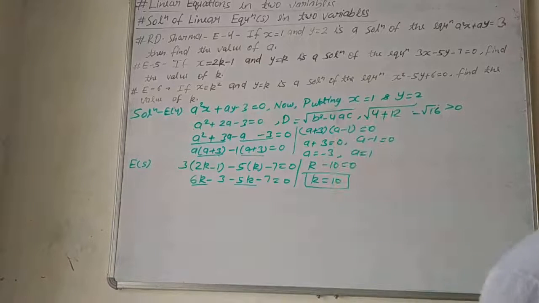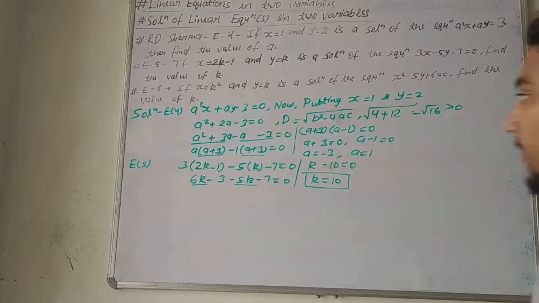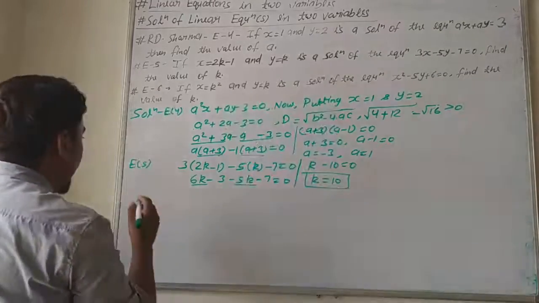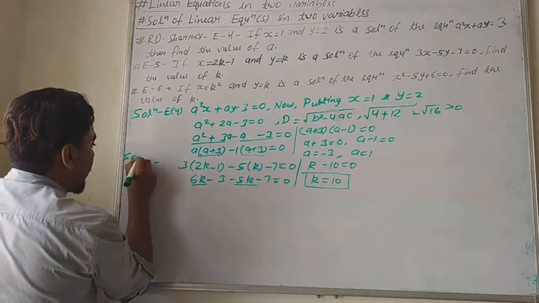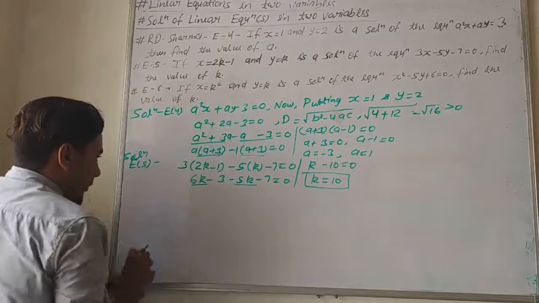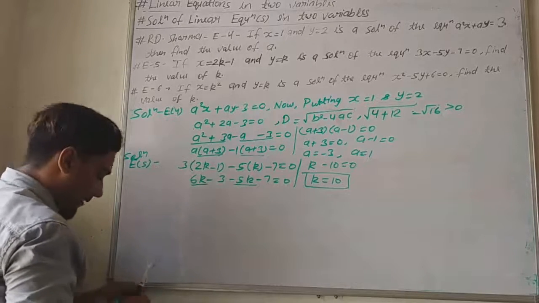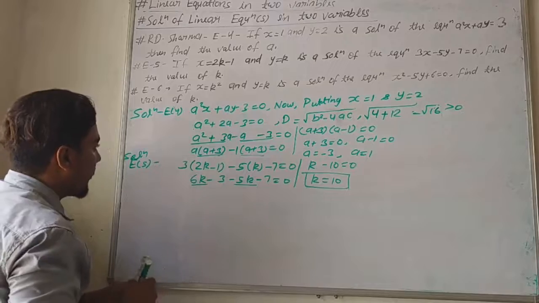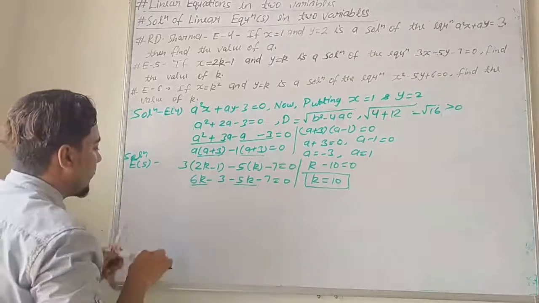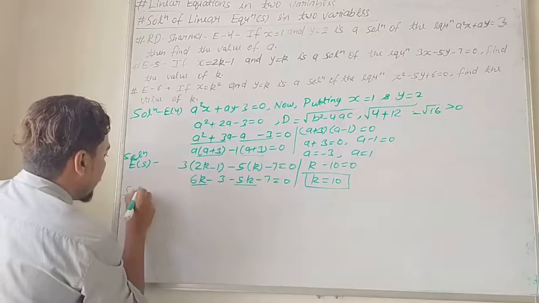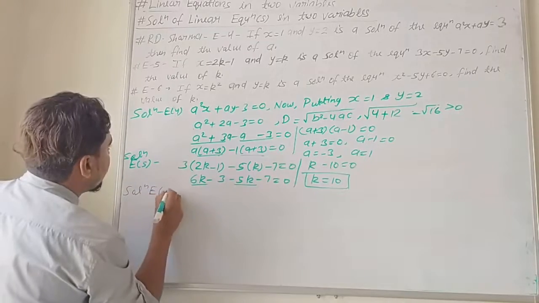One second, I check the answers. If I have got the right answers, a equal to -3 and 1 and k equal to 10. Okay, I solved correctly. Now I solve question number 5. Example number 6. Sorry, question number 5 I spoke. It is solution of example number 6.